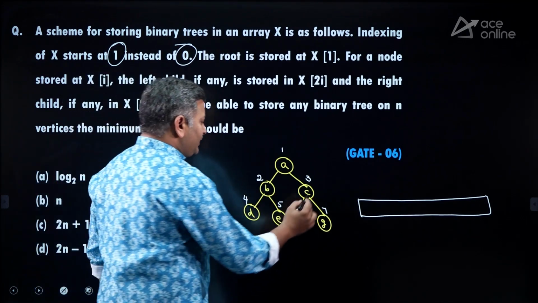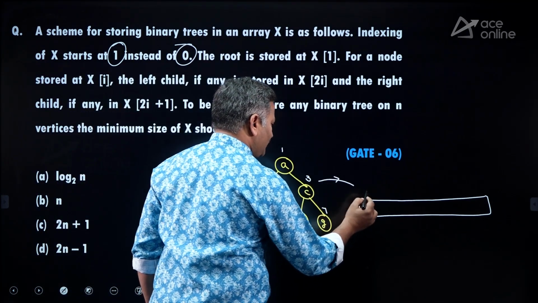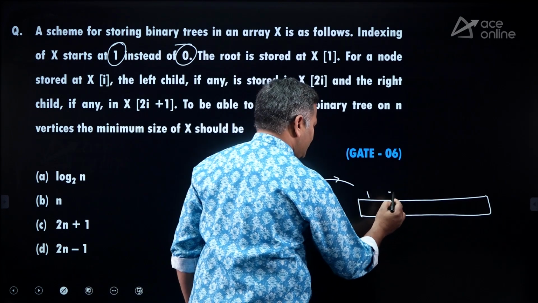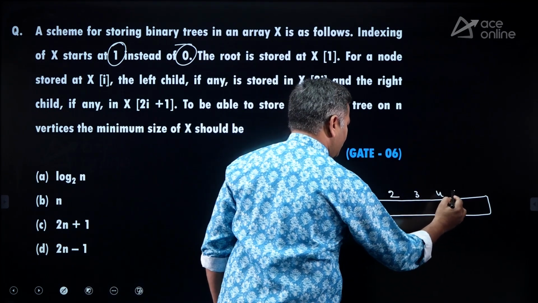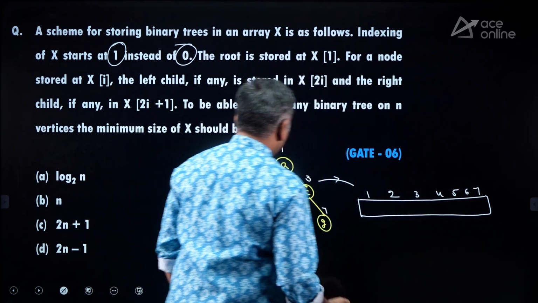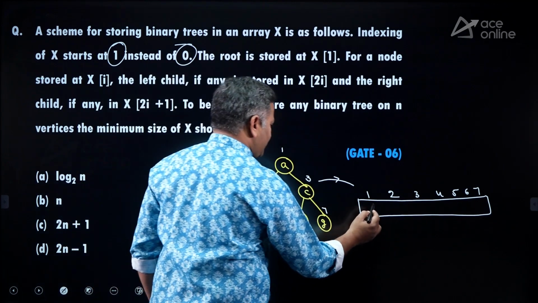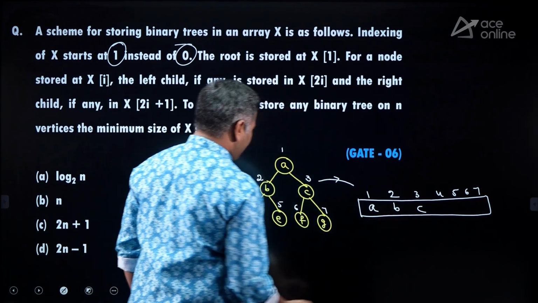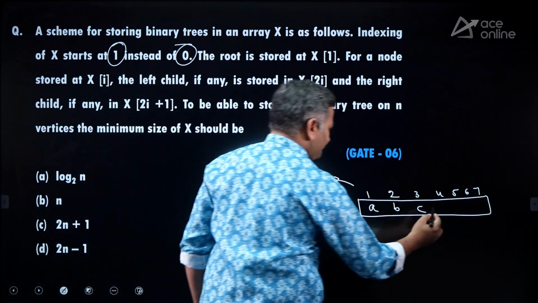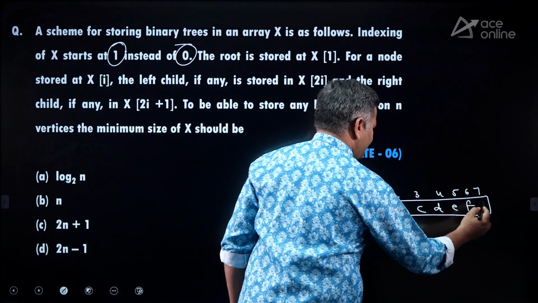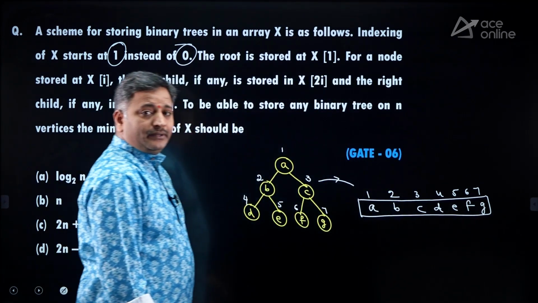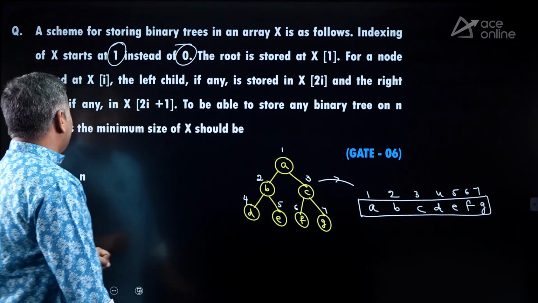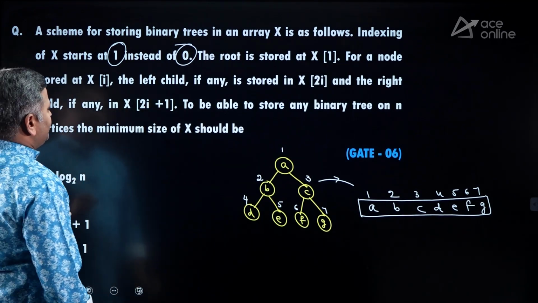So they are storing these elements into the array where root node index starting from 1. So 1, 2, 3, 4, 5, 6, 7. Therefore, A will be stored into first index, B will be stored into second index, C will be stored into third index. Next, D, E, F, G. Clear, friends? In this case, what did they ask? For any node, just observe.